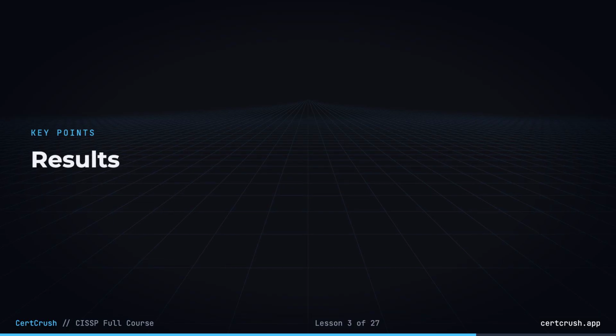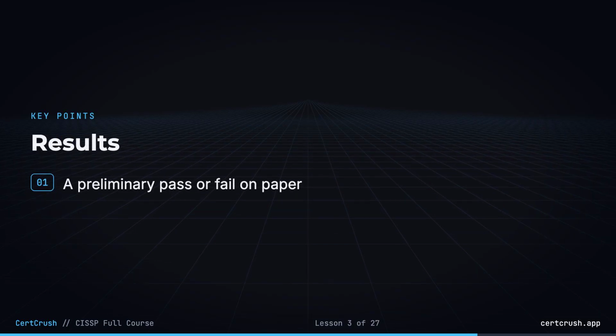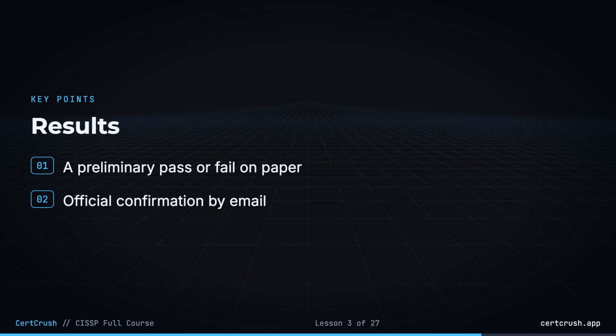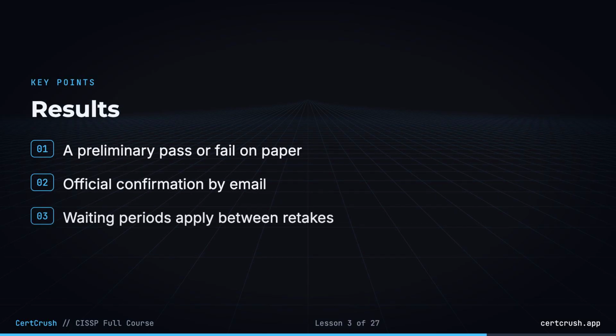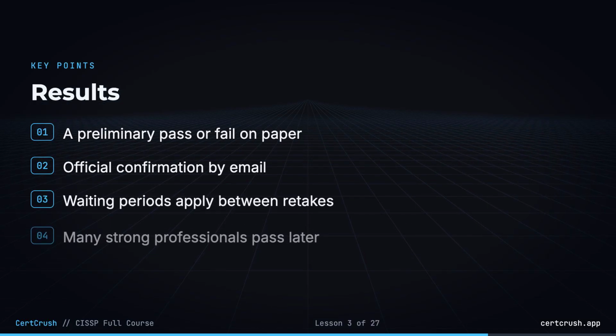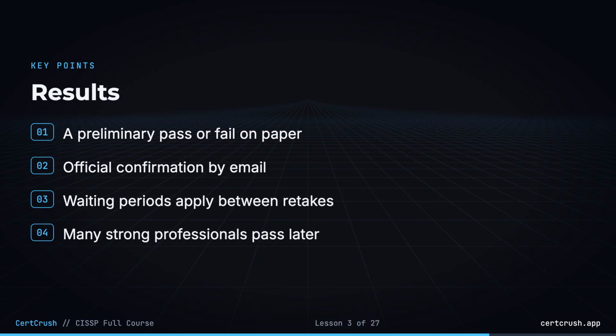For results, most candidates receive a preliminary indication of pass or fail on paper from the test center shortly after finishing. The official confirmation comes from ISC2 by email afterward. If you don't pass on the first attempt, that's not the end of the road. ISC2 sets waiting periods between retakes, and many strong professionals pass on a later try. We'll talk later in the course about the common mistakes that cause a first attempt miss.